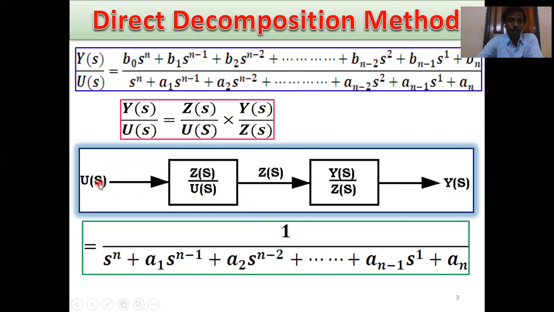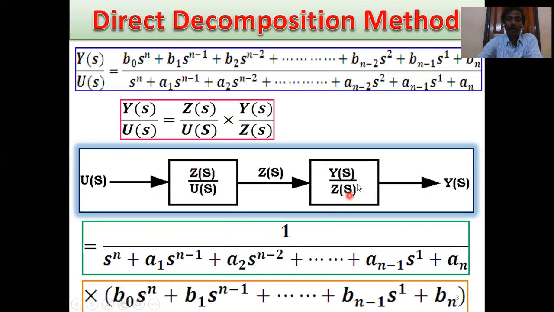Just put Z(s)/U(s) equals 1 divided by s to the power n plus a1 s to the power n minus 1 plus ... plus an. This is Z(s)/U(s). And the second term, Y(s)/Z(s), equals b0 s to the power n plus b1 s to the power n minus 1 plus ... plus bn minus 1 s to the power 1 plus bn. This is Y(s)/Z(s).